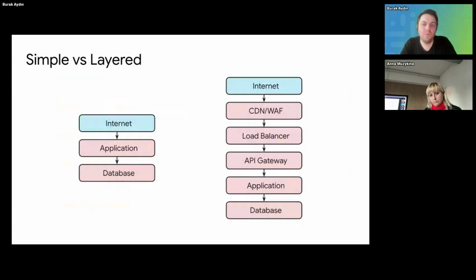Fast development produces simple architecture. Internet to application to database. All security in one place. If that layer fails, everything is exposed. Layered architecture distributes security across multiple points. More complex to build initially, but more resilient. You don't need all these layers from day one, but understand where you can add them as you grow.